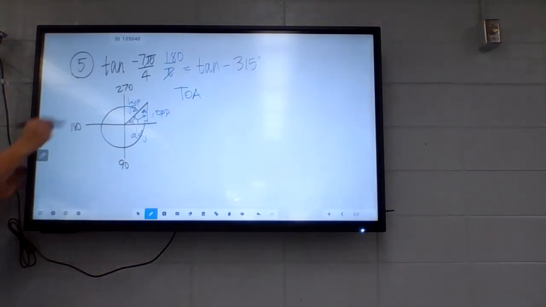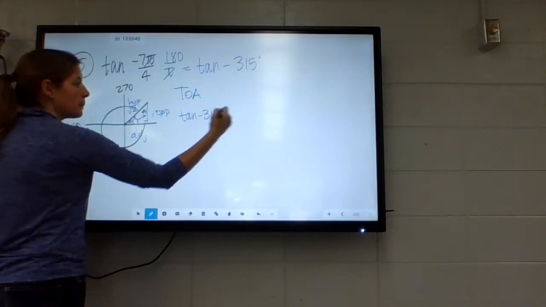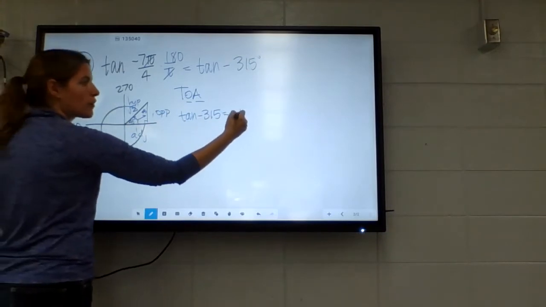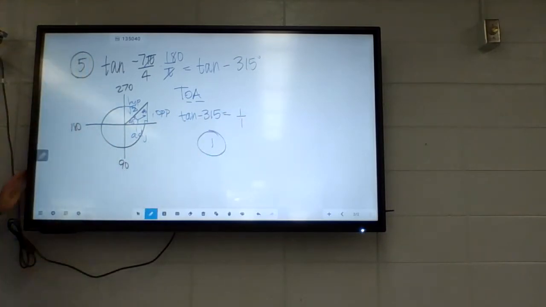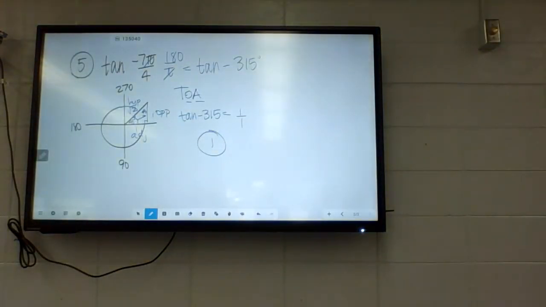So in this case, the tangent of a negative 315 is the opposite over the adjacent, O over A, so it's just 1 over 1. So that's how we just end up with 1 there. Now, if I wanted to know sine, it'd be opposite over hypotenuse, it'd be 1 over square root of 2. Same thing with cosine. All right.